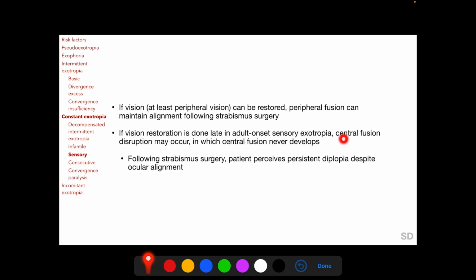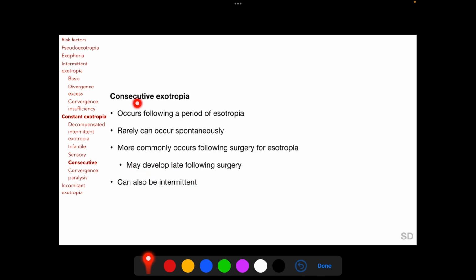And in patients with central fusion disruption following strabismus surgery for ocular alignment, the patient perceives persistent diplopia despite perfect ocular alignment. Consecutive exotropia occurs following a period of esotropia. Rarely consecutive exotropia can occur spontaneously, but more commonly consecutive exotropia occurs following surgical correction of esotropia.